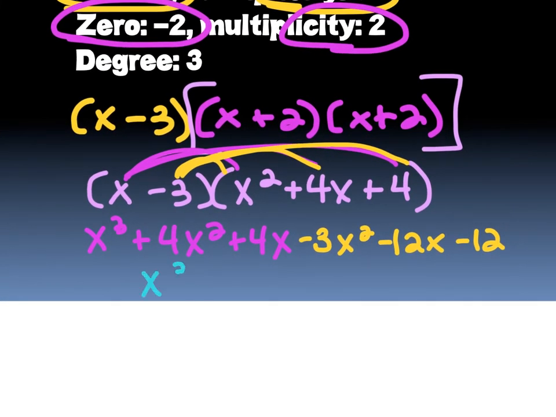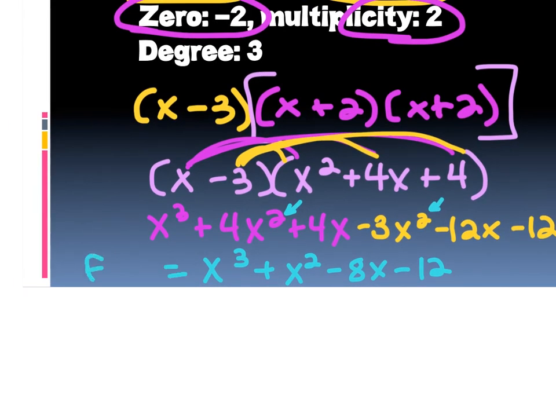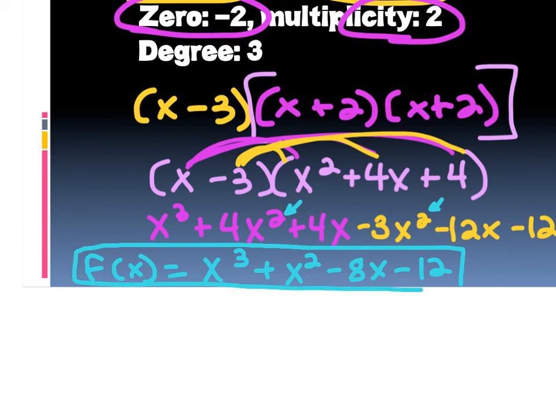So I get x to the third. There's 2x to the second, positive 4x, negative 3x, so positive x squared. Positive 4x, negative 12x is negative 8x. Minus 12. And then, as always, make sure you set it equal to f of x. So if you've done it correctly, your leading coefficient should be 1, and in this case it is. And the highest exponent should be 3 because that's your degree.